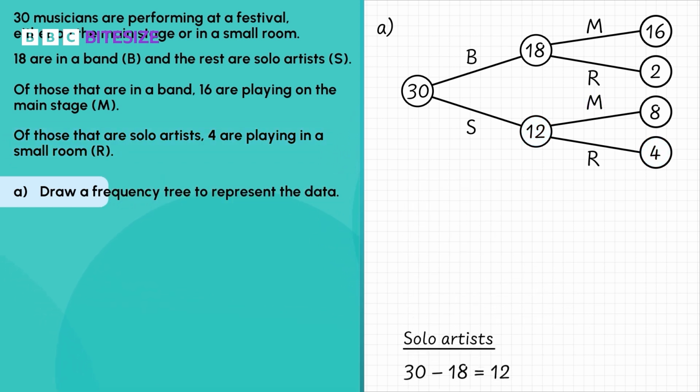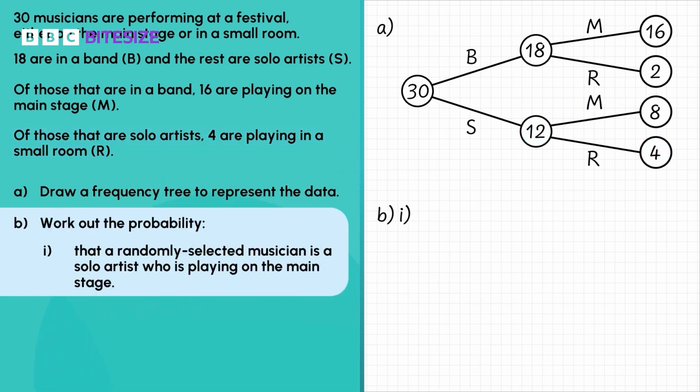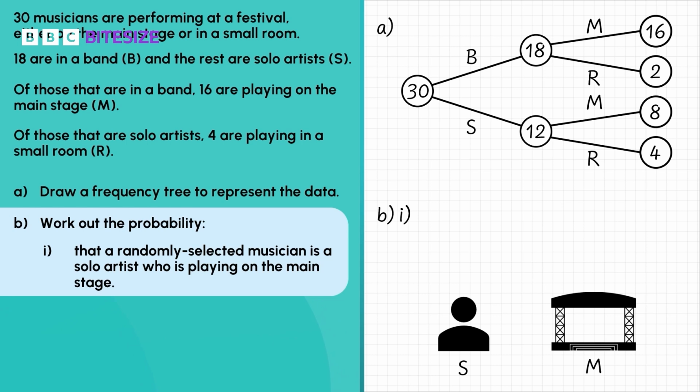Right, let's look at part B. Firstly, work out the probability that a randomly selected musician is a solo artist who is playing on the main stage. Out of a possible 30 musicians, 8 are solo artists and are playing on the main stage. So the probability is 8 over 30, which simplifies to 4 over 15.